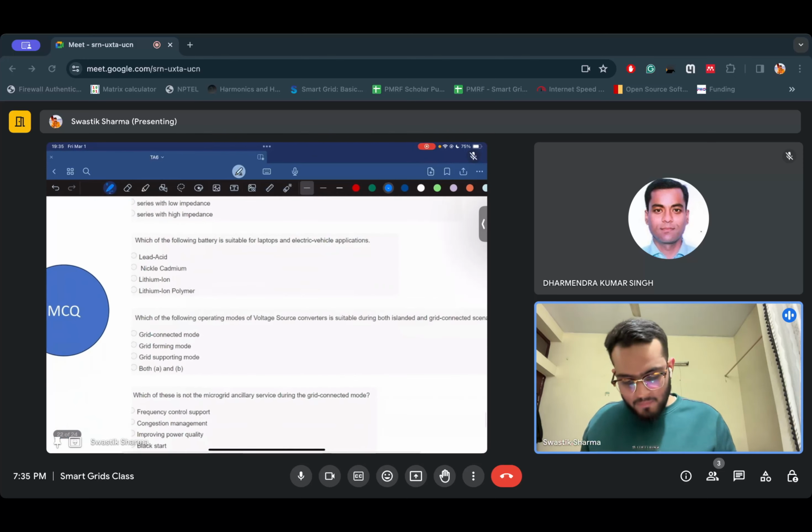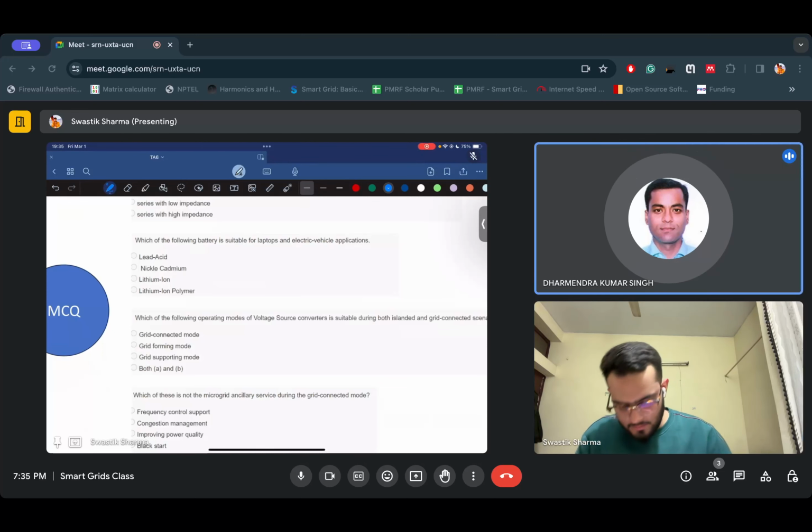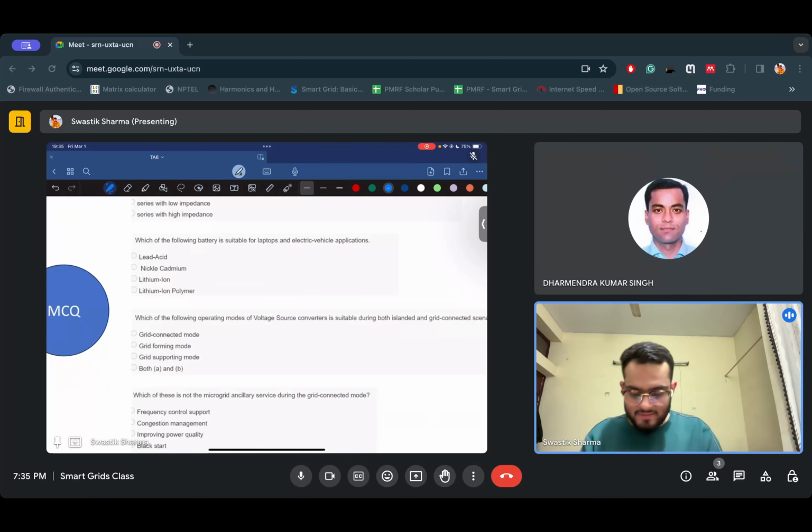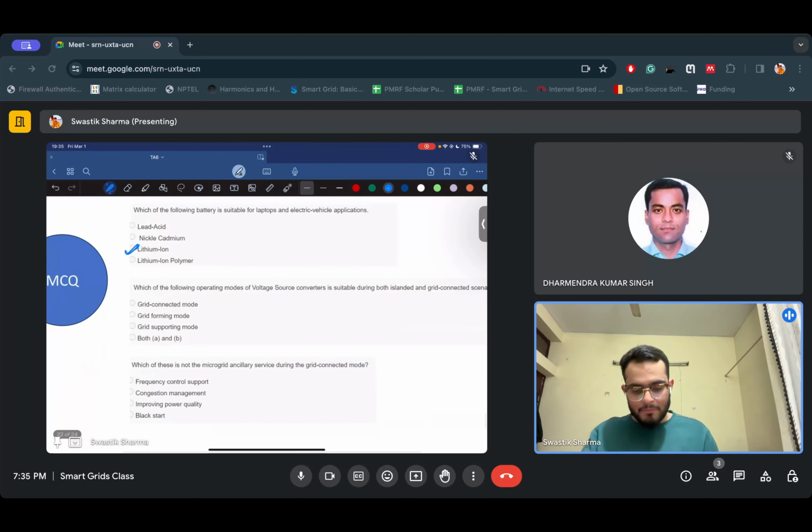Second question, which of the following batteries is suitable for laptops and EV applications? I think, sir, lithium ion polymer. No, it's just lithium ion. A polymer is a derivative which is used not for laptops and EVs, but for other purposes where using lithium ion would be very expensive. But in your laptops, in your electric vehicle applications, you will have only your lithium ion batteries.